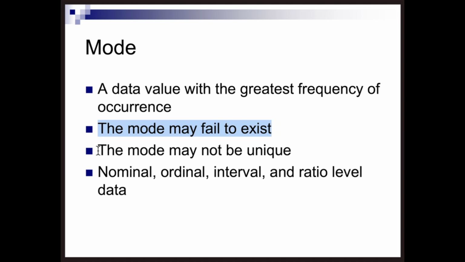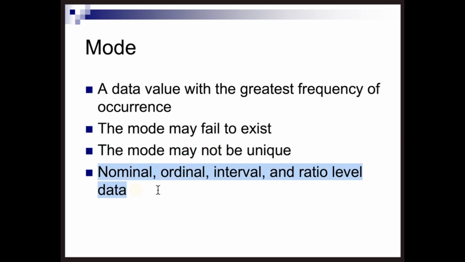Now, on the other hand, it may be that you've got two or more data values in the data set that occur the same number of times, with that number of times being greater than one. So there may be a situation where you've got three data values, each occurring 4 times. In that case, you've got 3 modes, all right? And so the mode is not unique.